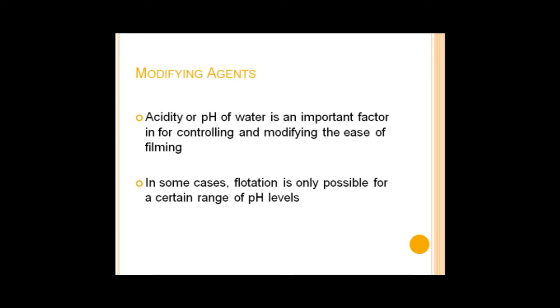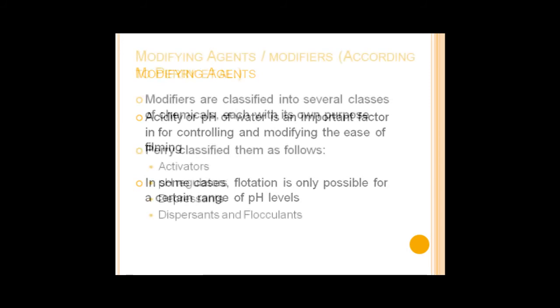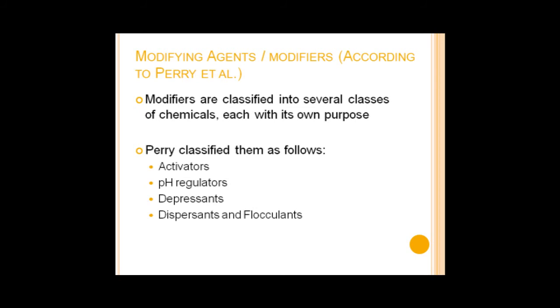For these kinds of reagents, the acidity or pH of water is an important factor in controlling and modifying the ease of filming, and in some cases, flotation is only possible for a certain range of pH levels. Modifiers are further classified into several classes of chemicals, each with its own purpose. Perry classified them as follows.